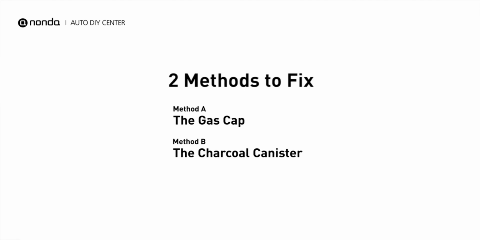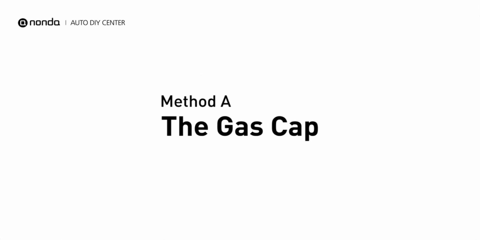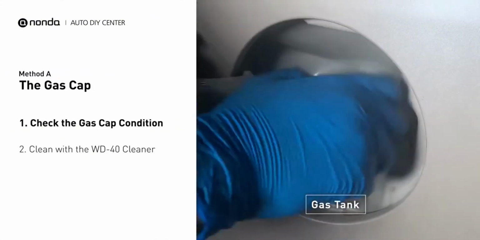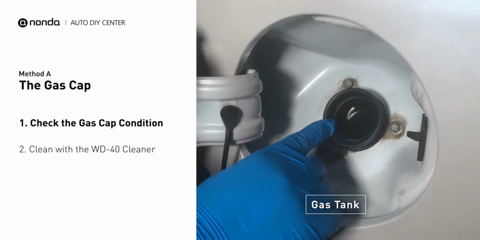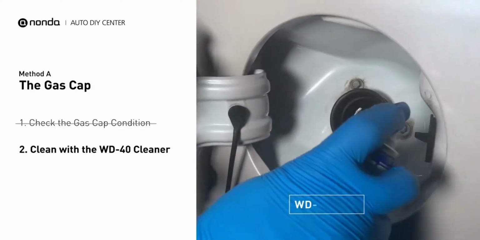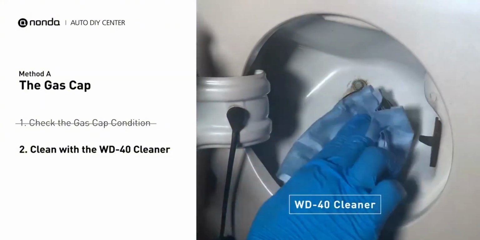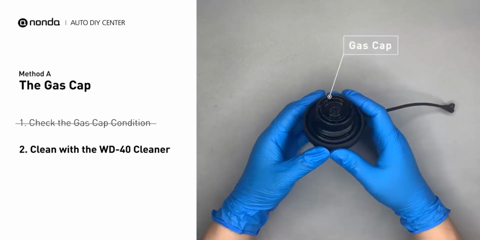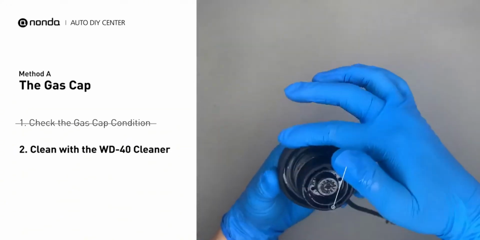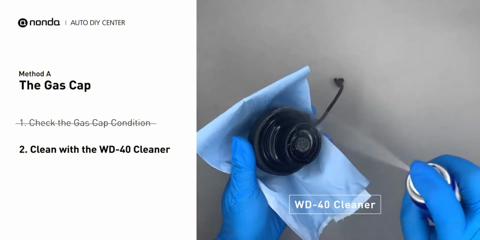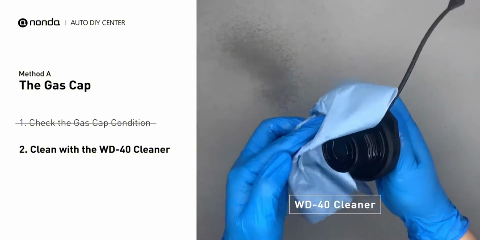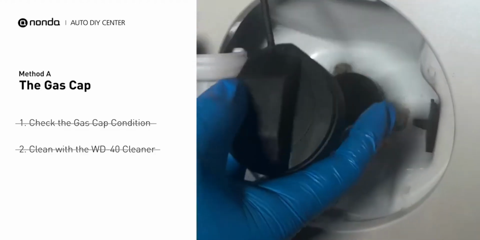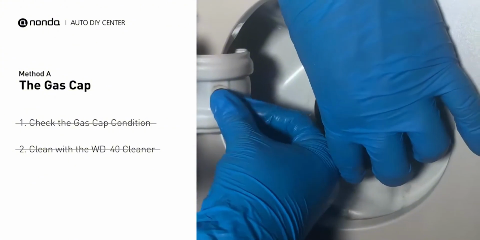Here are two simple DIY methods that you can try to solve these problems. Method A, the gas cap. Open up your gas tank and inspect the cap condition. Spray clean the gas tank with a WD-40 cleaner first. Check to see if the gas cap also gets dirty. You can use the WD-40 cleaner to wipe it clean as well. Otherwise, you may replace it with the correct model gas cap.